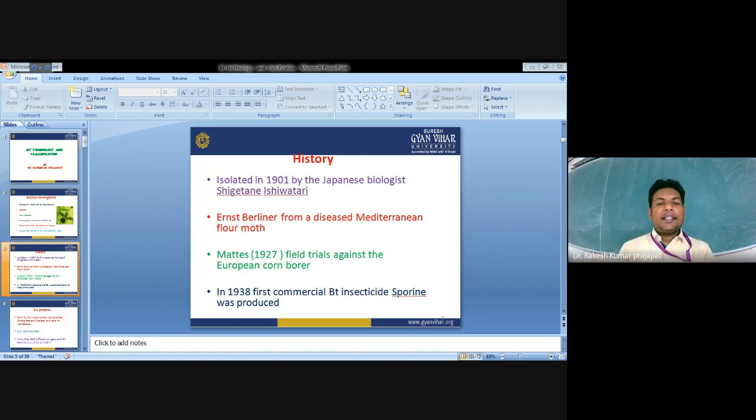This initiated the development of the first commercial Bt-based biopesticides against the European corn borer, Ostrinia nubilalis, the most devastating pest in European countries. The first commercial Bt-based biopesticide was Sporeine, which was introduced in 1938 in France. Bt-based biopesticides are now a significant pest control strategy.